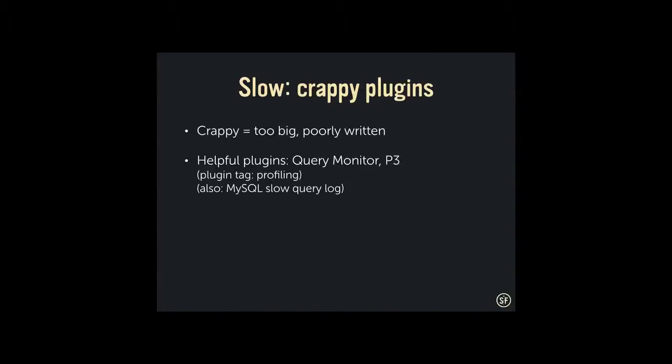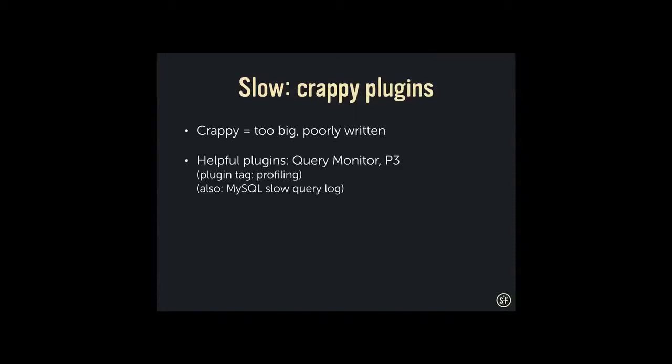But this is all in the area of profiling actual code, and there are some plugins that can help you with this. One that I've started using relatively recently that I like is called Query Monitor. There's another one called P3, which stands for Performance Profiling Perpetually, I don't know, something. But I've been using Query Monitor lately, and I'm going to show you that in a second. When you're looking for plugins on WordPress.org that might help you with this, you can use the profiling tag to help you find what's out there.